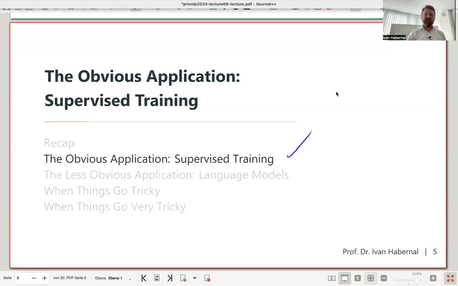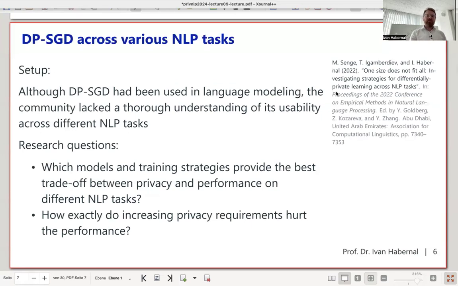Okay, so what can we do with that? The question here is how differentially private stochastic gradient descent works across various NLP tasks. This is actually a paper initiated by Timur, who was a PhD student in my group, and Manuel Senge, who at the time of this writing was a bachelor student, and he wanted to do some cool bachelor thesis. As you see, it's possible to do a thesis and turn it into a conference paper. We got this paper published at EMNLP, one of the top conferences in the ACL family.